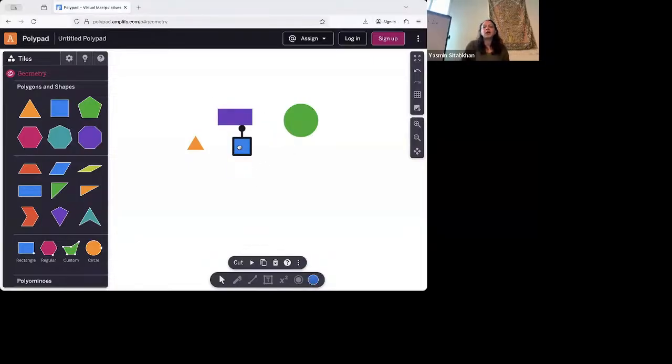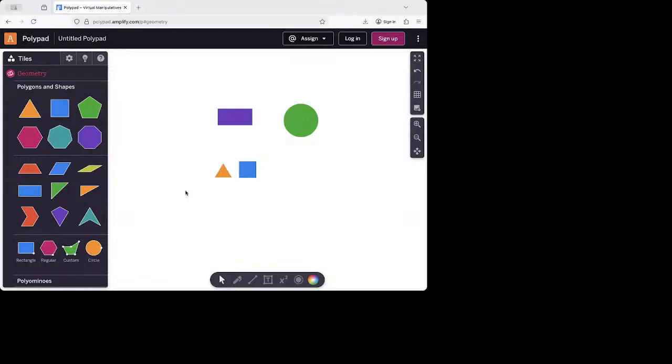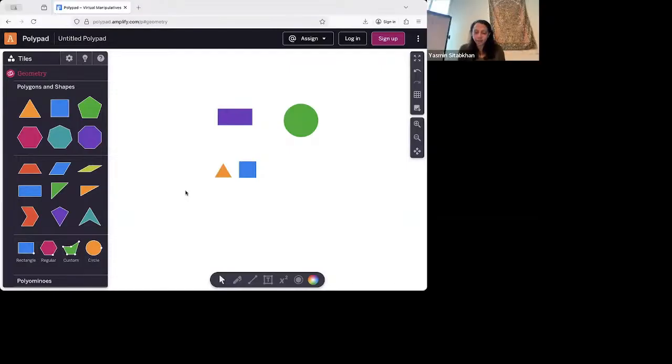Can somebody talk to me about what you see as the difference? Can you explain how a triangle and a square are similar and how they are different? What's the same about a triangle and a square? Okay, the similarity is that they are all closed shapes. They're all closed. Yep, exactly.